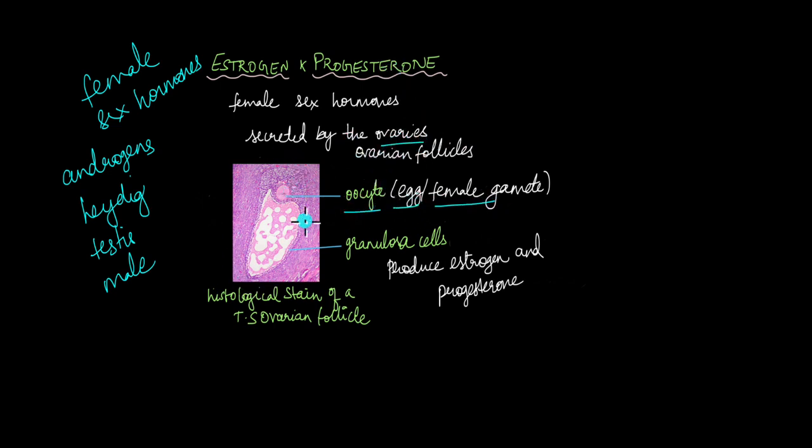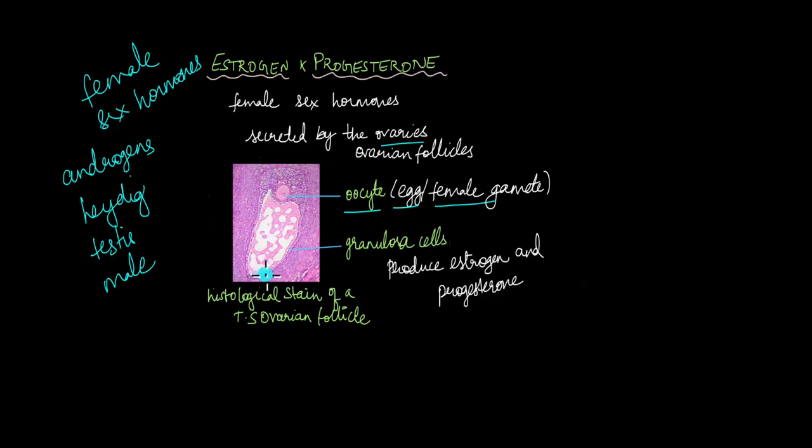Now, this is an image of an ovarian follicle. Thousands of such follicles make up each ovary. If you see inside the transverse section of an ovarian follicle, the circular structure that you see here is the oocyte. It is surrounded by a layer of cells known as the granulosa cells. And it is these granulosa cells that produce estrogen and progesterone. But they don't produce it at the same time.